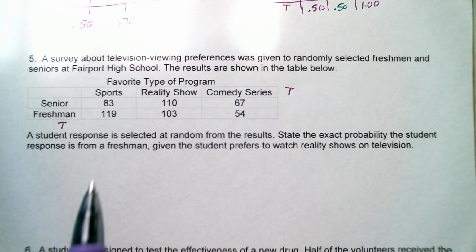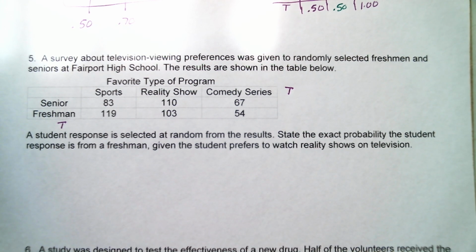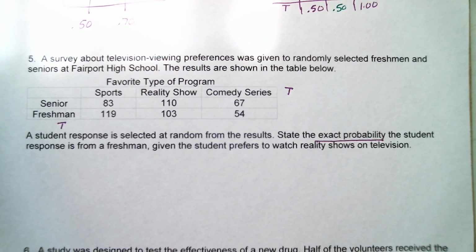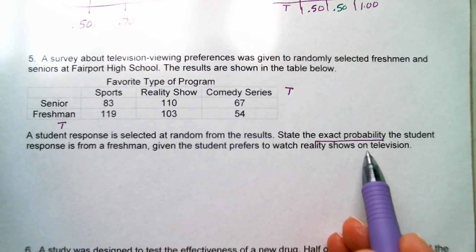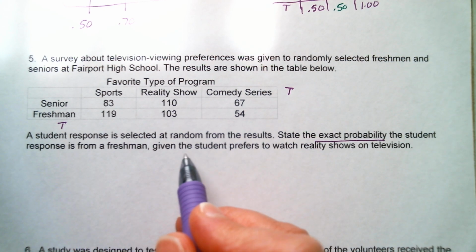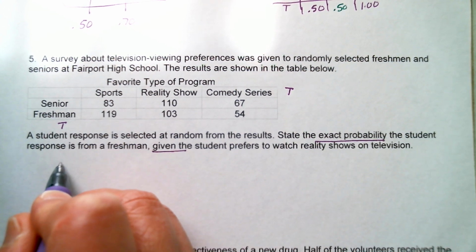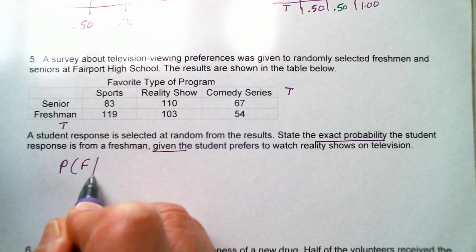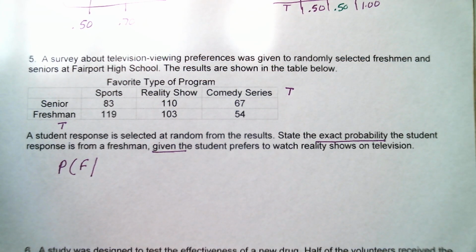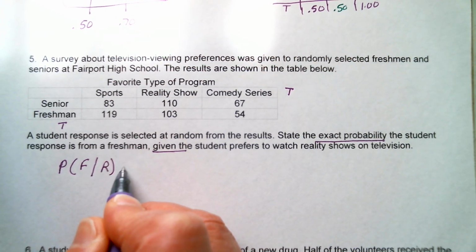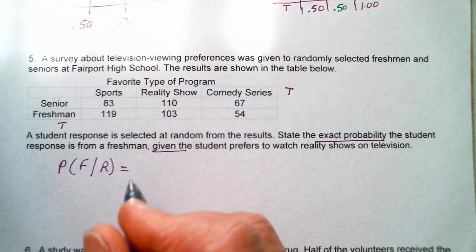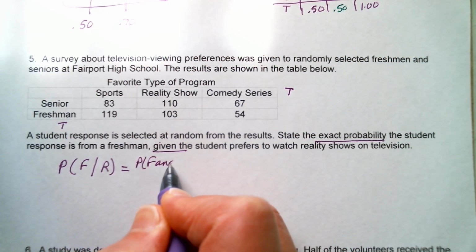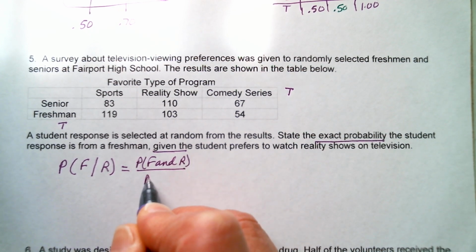A student response is selected at random from the results. State the exact probability. The student response is from a freshman, given that the student prefers to watch reality shows on television. Okay, so this is a given. So probability, freshman, given, reality. I'll use R for reality. I'm using the formula, right? It's going to be the probability of freshman and reality divided by probability of reality.